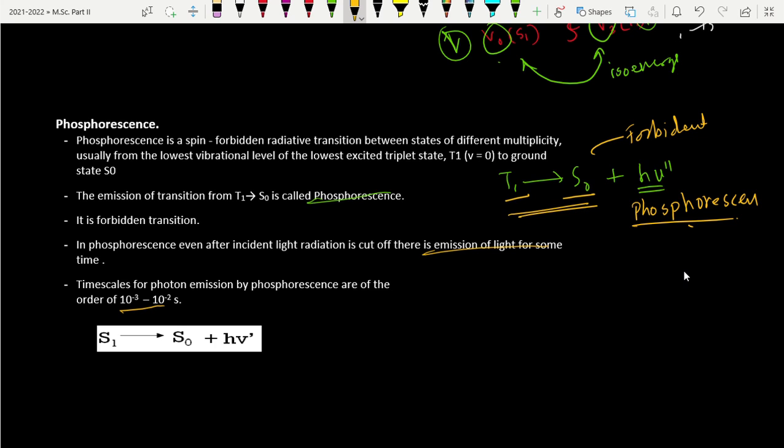So as compared to fluorescence, which is a very fast process, phosphorescence is a slow process. Now this is what we are going to consider, the Jablonski diagram.